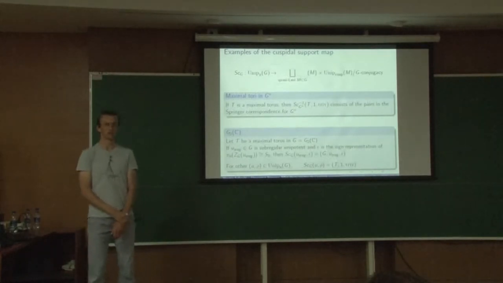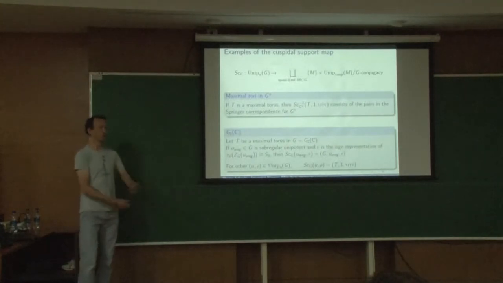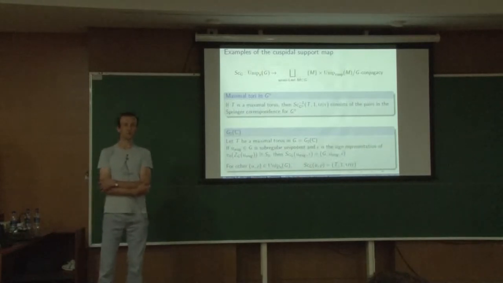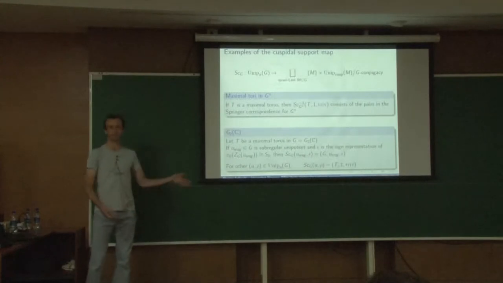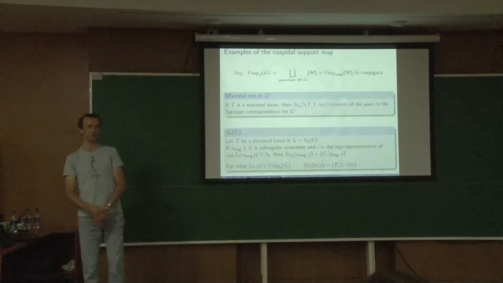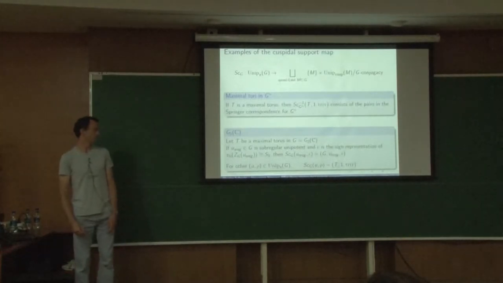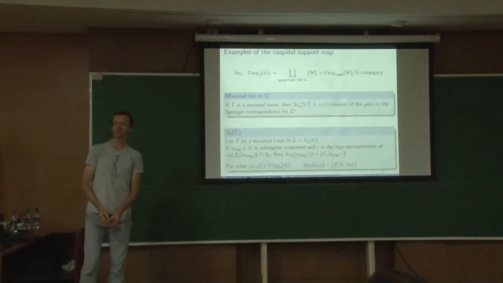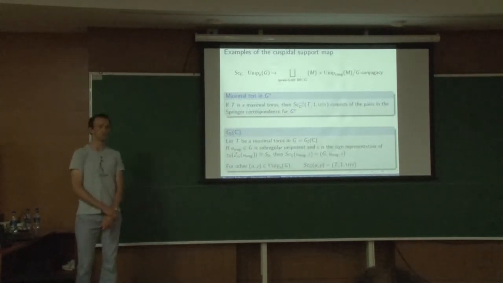Not of minimal dimension, but one dimension above that. For such an element you can compute the component group of the centralizer, which turns out to be isomorphic to S3, and if you take the sign representation, this gives you an example of a unipotent pair. In this case it is also essentially the only unipotent pair whose cuspidal support is not trivial.